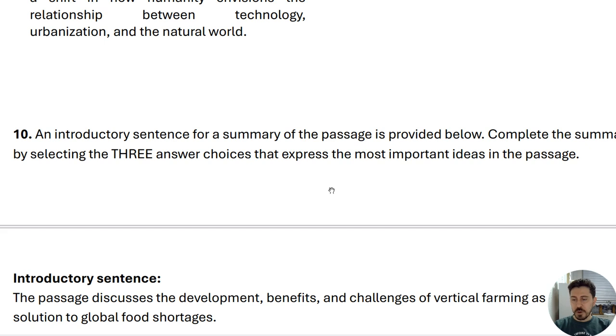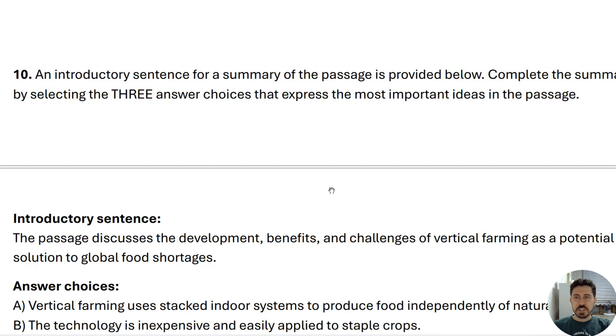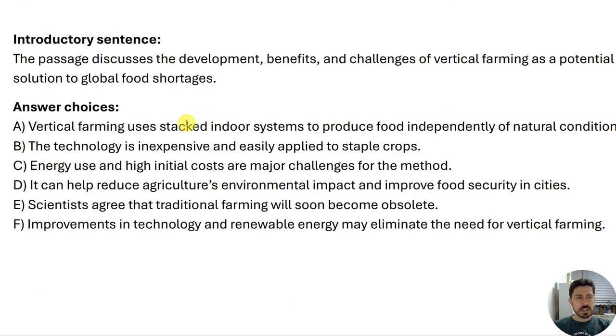Now, when we move on to the final question, we see that this is a summary question. As you can see, there's an introductory sentence and there are some answer choices in here. It wants us to create a good summary of this reading passage. Well, the first sentence and the last sentence from every single paragraph will already be enough for me to answer such a question type.